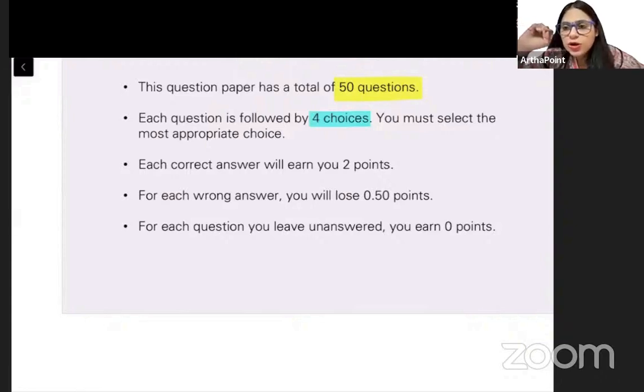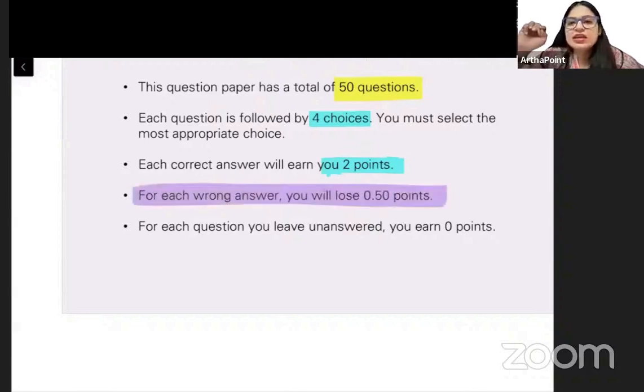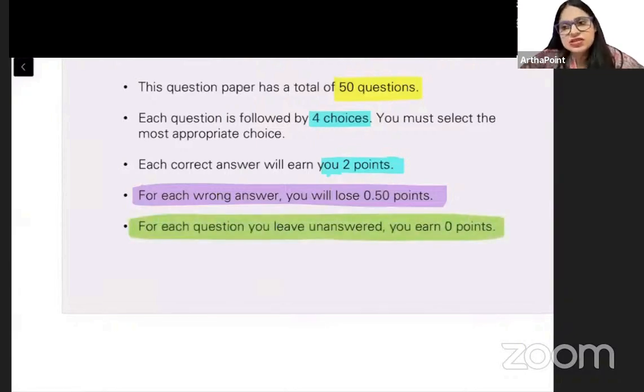When you answer a question correctly, you will get 2 marks for it. If you do it incorrectly, there is negative marking. Remember, you will be marked -1/2 for an incorrect answer. So whenever you attempt this paper, you have to attempt it very carefully, as it has negative marking included. And if you leave any question unanswered, you will get 0 score for it, which is of course there.